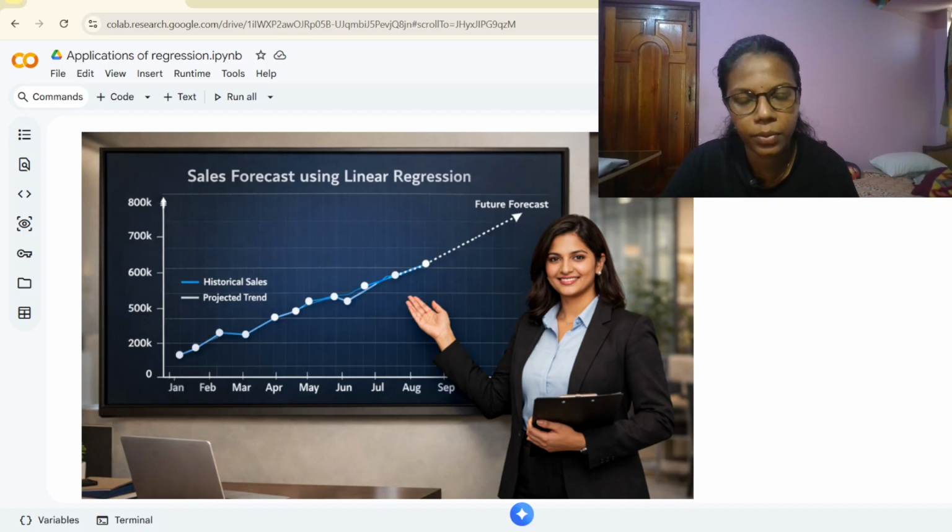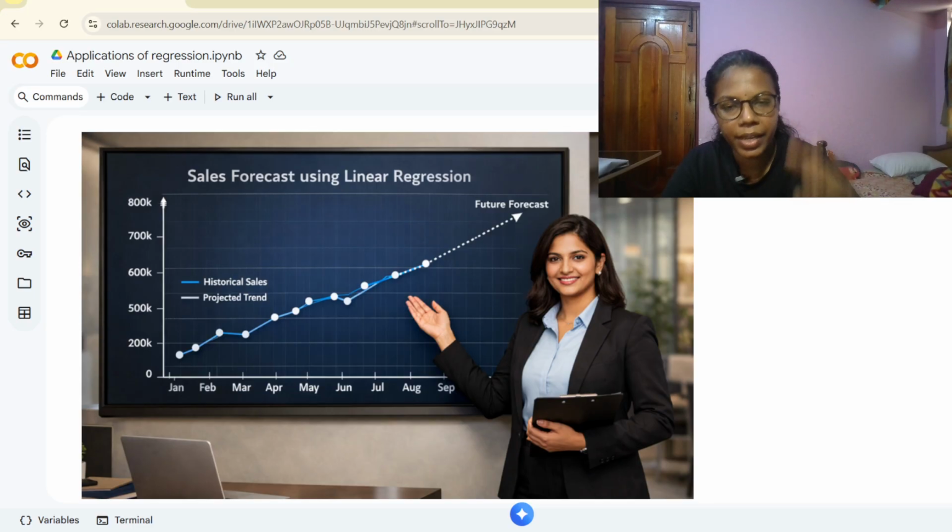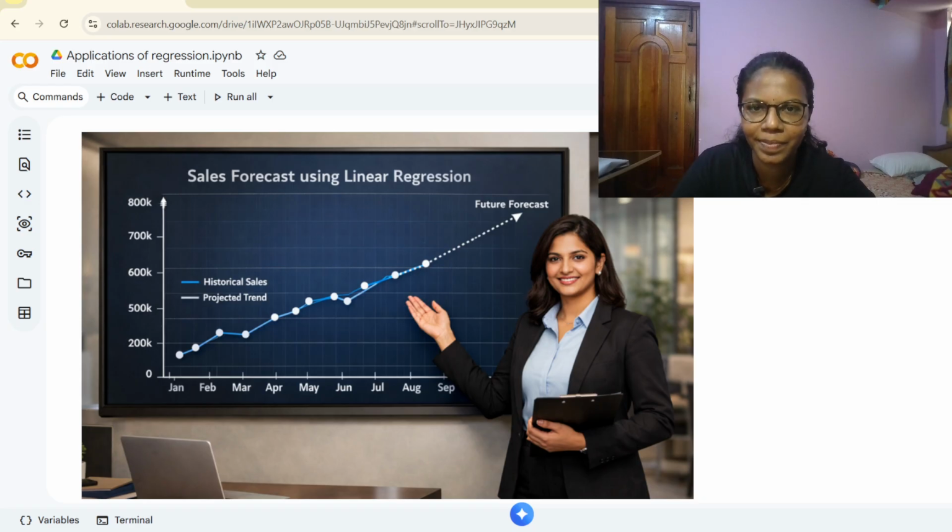So that is how you can clearly understand how data is changing based on time. So in such a scenario, what is the purpose of it? What can I get out of it?